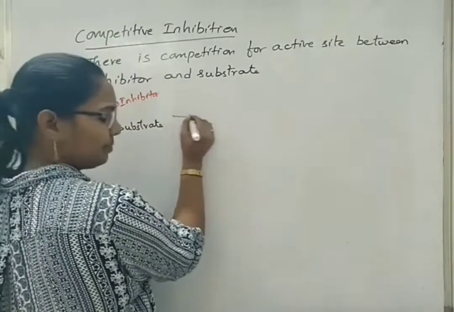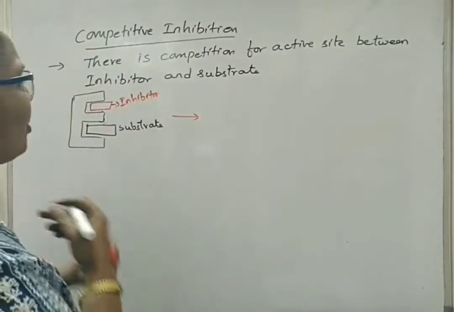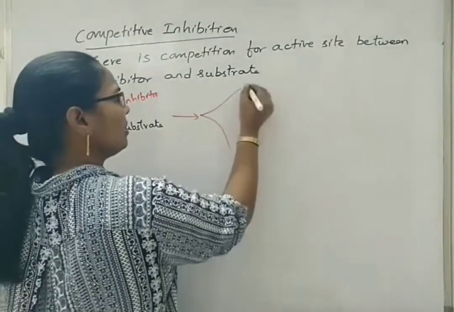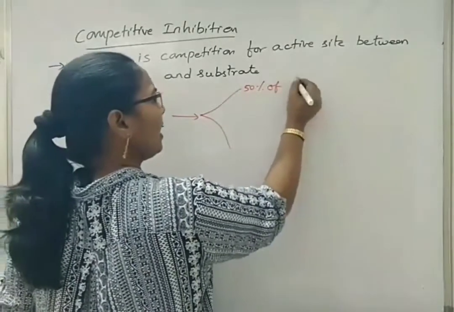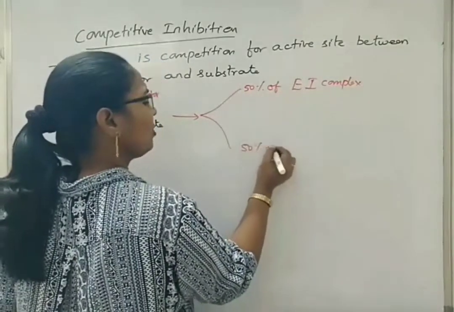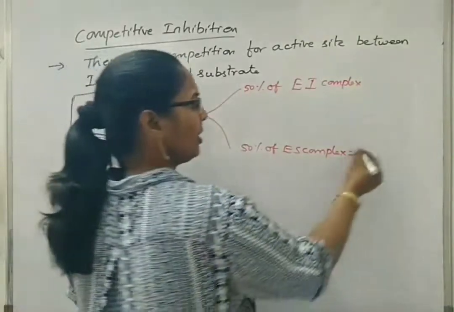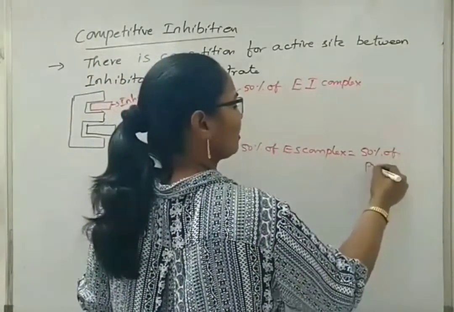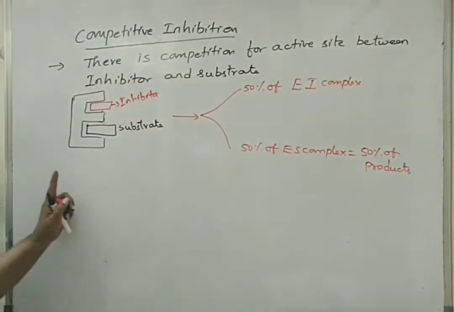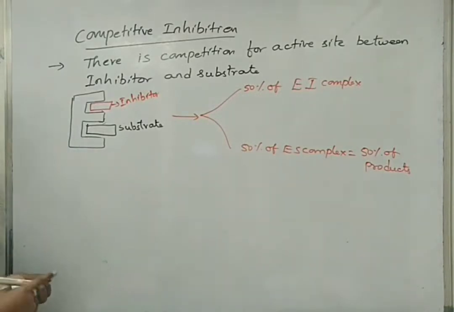In the next case, we are getting enzyme substrate complex, but here there is no bond between enzyme and inhibitor and a substrate. So we are getting 50% of enzyme inhibitor complex and 50% of enzyme substrate complex. Here we are seeing only 50% of products. We are not getting 100% of the total products. It also means that 50% of the active sites are occupied by the inhibitor.